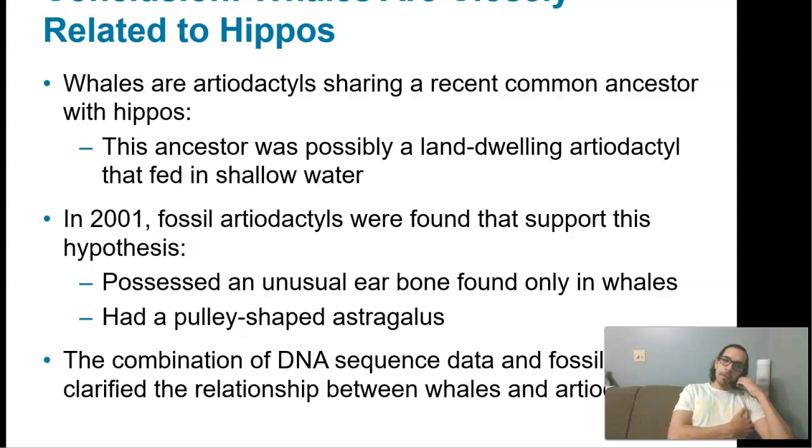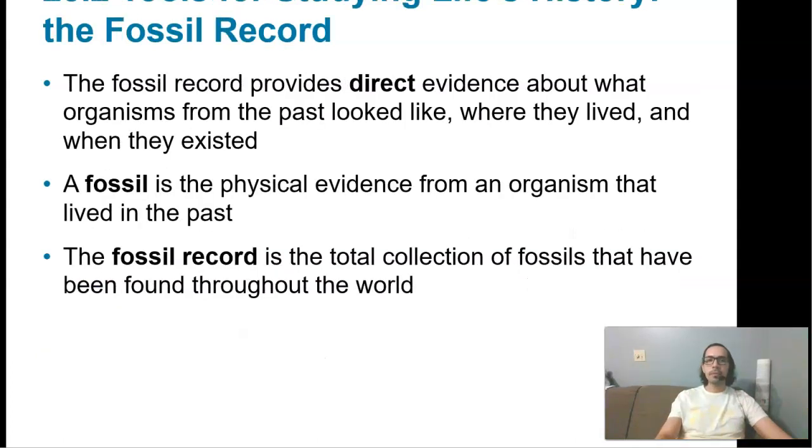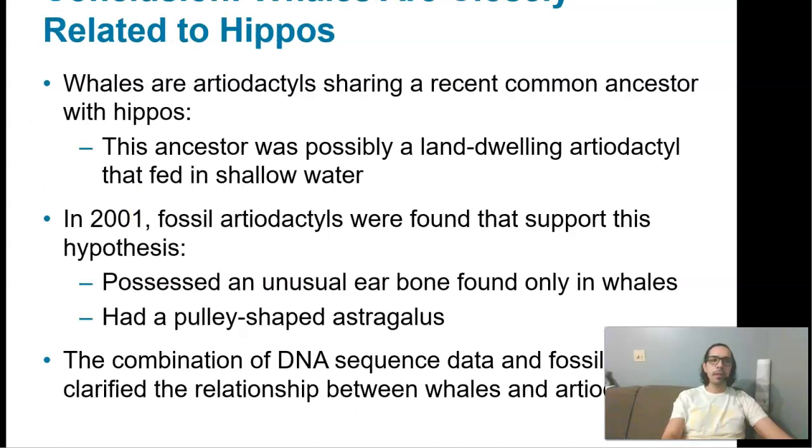In 2001, fossils of artiodactyls were found, and this supported this hypothesis because the fossils possess an unusual ear bone that's only found in whales, and also they have the pulley-shaped astragalus. So the combination of DNA sequence data and fossil data clarify the relationship between whales and artiodactyls. So we'll pause here and then we'll continue.